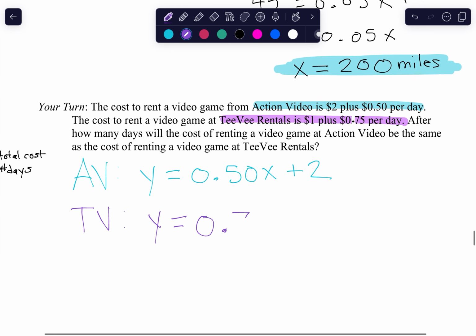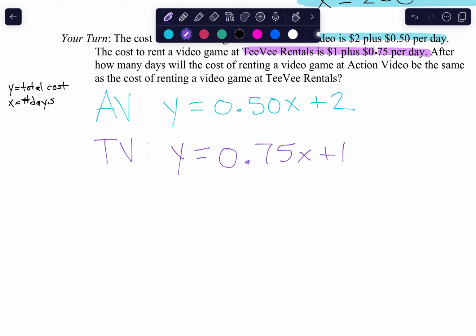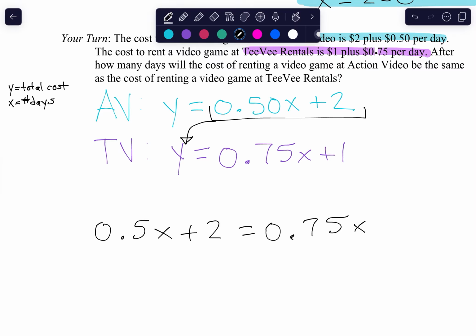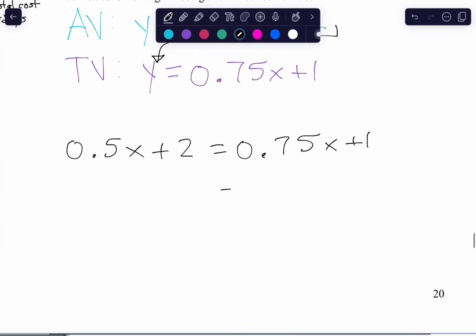So there's our two equations. You can see I let y equal the total cost and x equal the number of days. So just the same as the last one, since they both equal y, I'm just going to substitute the top one in for y into my second equation. So I'm going to subtract 50 cents from both sides. So 75 cents minus 50 cents is 25 cents. And then subtract 1 from both sides. So 2 minus 1 is 1.